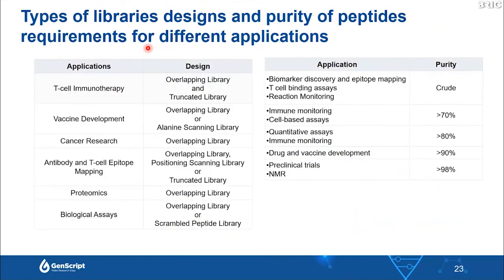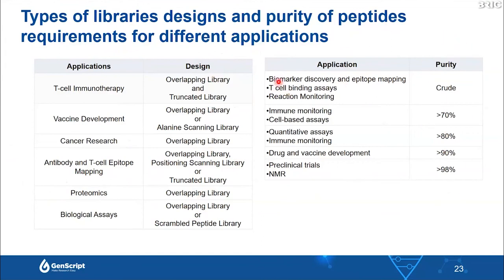So I have demonstrated the various peptide libraries for different therapeutic discoveries, investigation, and optimization, some of which are used in T-cell immunotherapy, vaccine development, cancer research, antibody and T-cell epitope mapping, and even antimicrobial drug discovery using different library designs. So the table here gives a brief summary of the possibility of the libraries for each application. And of course, depending on the applications, the purity of the peptides required will be different.